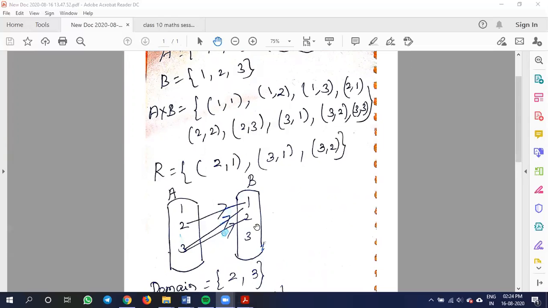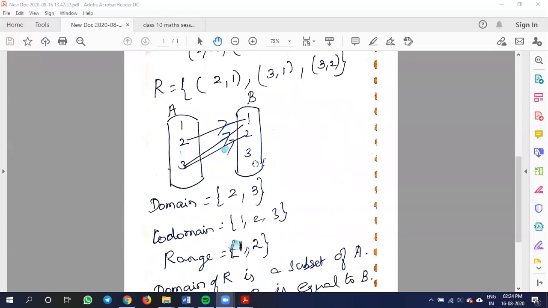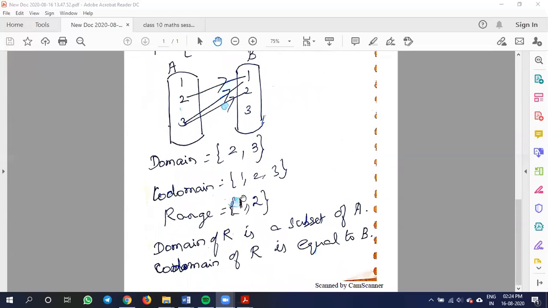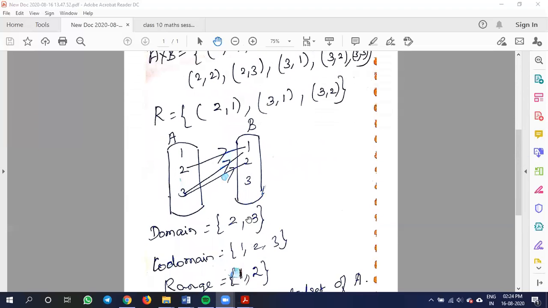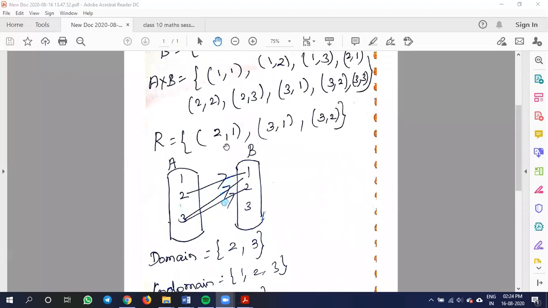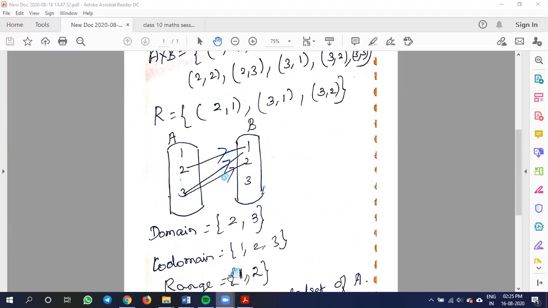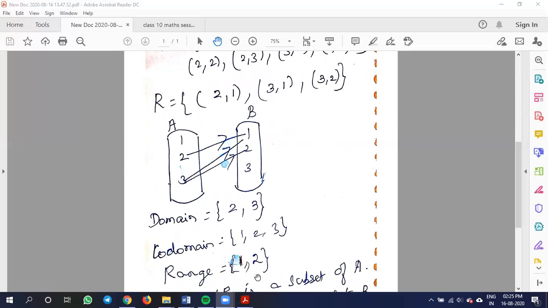So codomain is nothing but the elements you have in the set B. That is the codomain. Now the next one, what is the range? For finding the range in the ordered pairs, you have to take the second component. What do you have? 1. Then next one, again 1. We already wrote 1, so no need to repeat. Then what is the second one? 2. So {1, 2} is called the range.